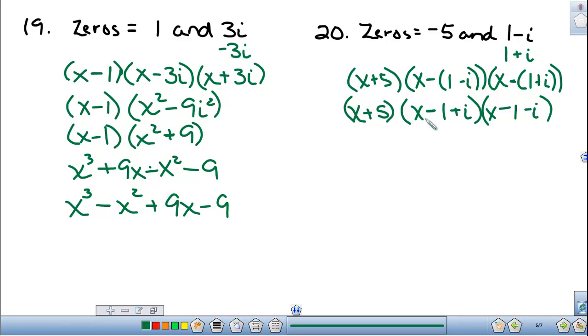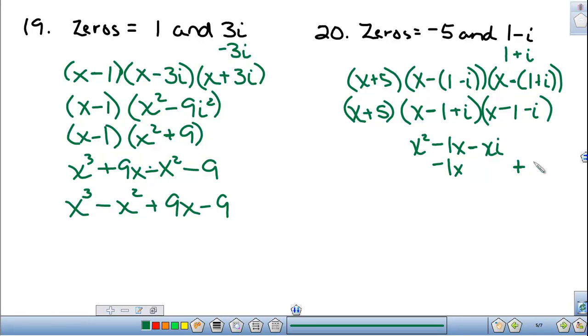So let's start with the x times x. That gives me x squared. And x times negative 1 is minus 1x. x times negative i is negative xi, and the order there doesn't matter. Now I'm going to distribute the negative 1. Negative 1 times x is again negative 1x. I'm going to line it up with this one above it. And negative 1 times negative 1 is a plus 1.